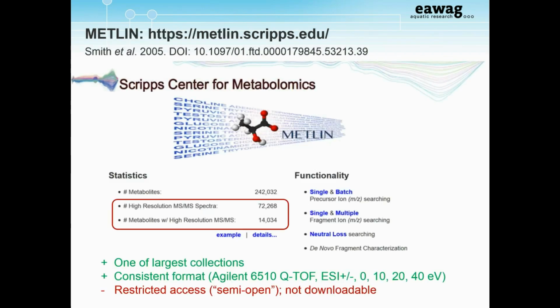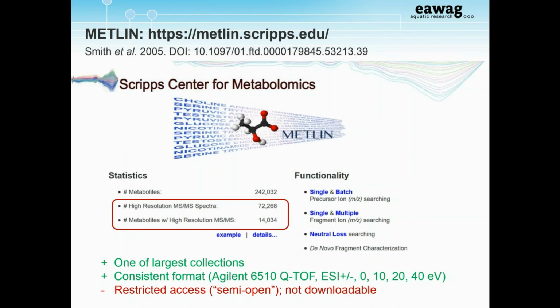Starting off with Metlin, I've got a very strange ordering. It is in no priority whatsoever. Metlin is one of the largest collections out there. It has a very consistent format, so it's basically an Agilent QTOF, ESI plus and minus at 0, 10, 20 and 40 electron volts. This makes it a really nice collection, especially if you have an Agilent machine, because you are getting exactly the spectra that you will see in your own machine.